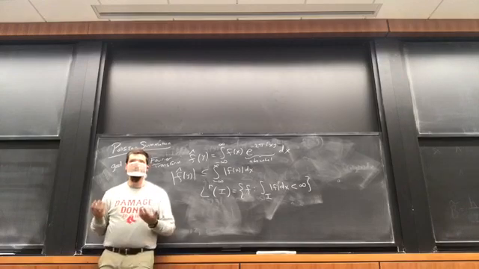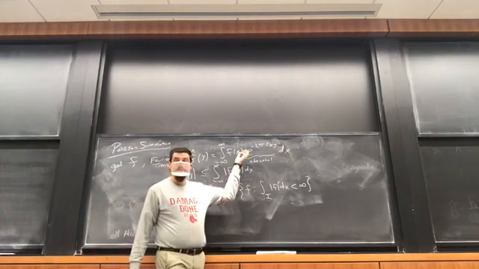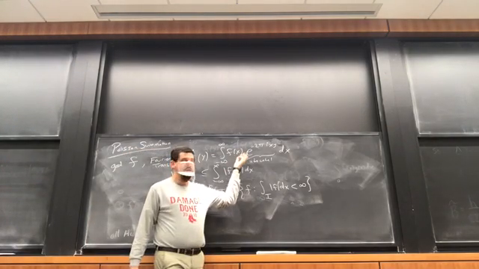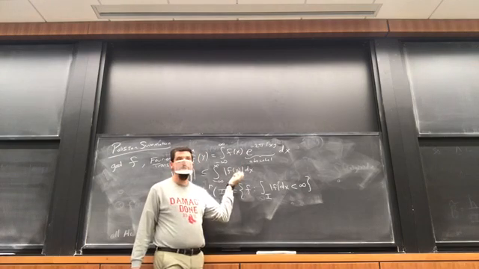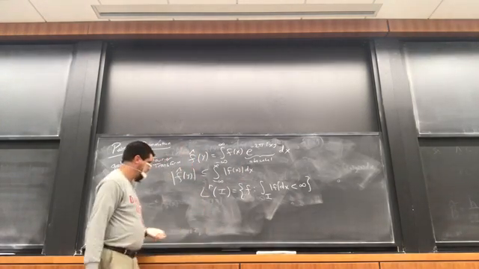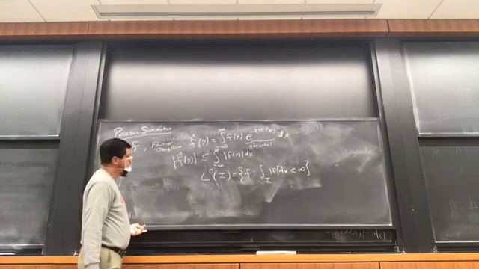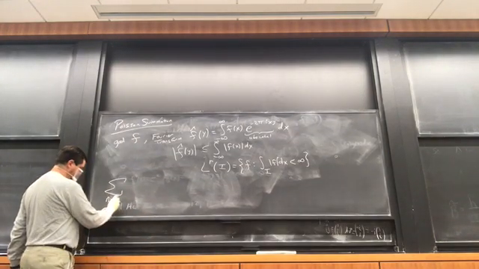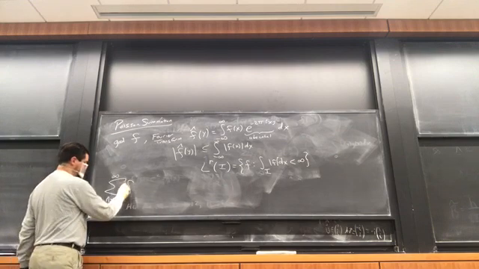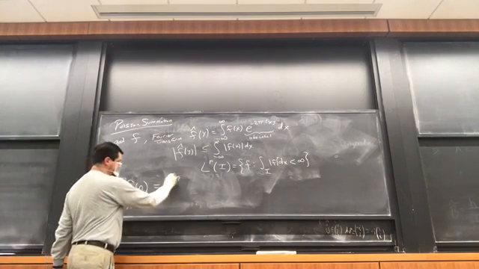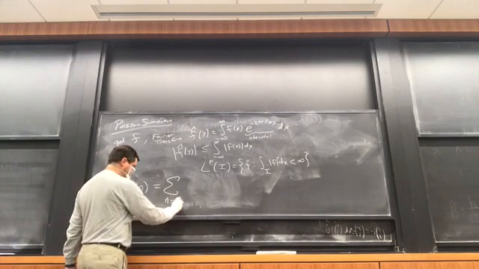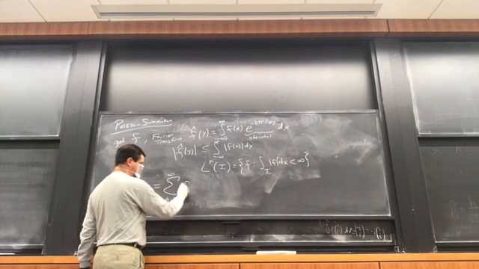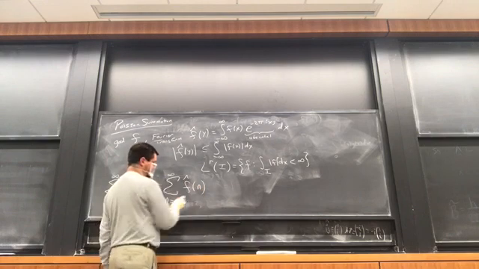And so the key spaces that we often look at are L1 and L2, functions that are either integrable or square integrable. And so here, if f is integrable, that is enough to imply that the Fourier transform exists. And the beautiful result is that the sum over n from minus infinity to infinity of f of n is the same as the sum over n from minus infinity to infinity of f hat of n.